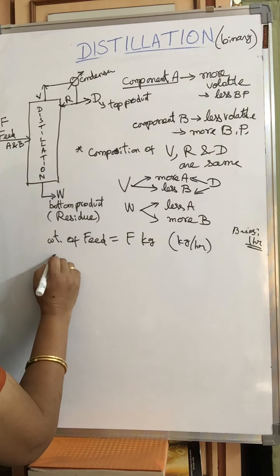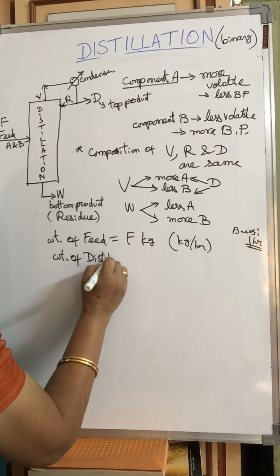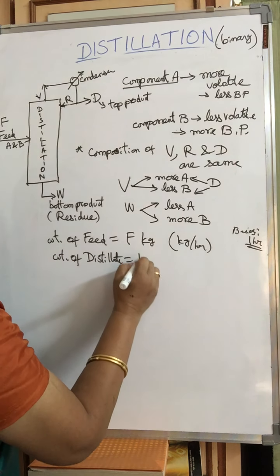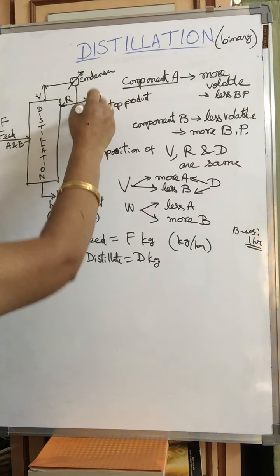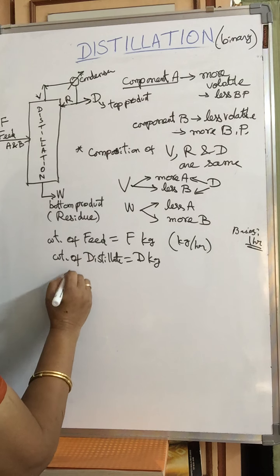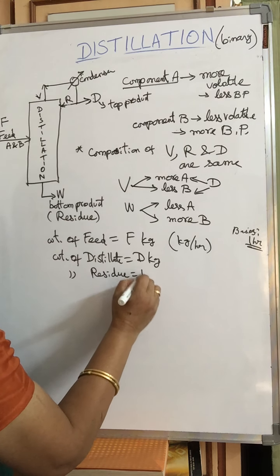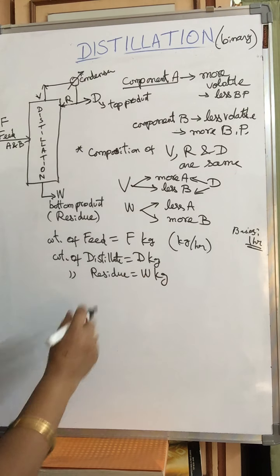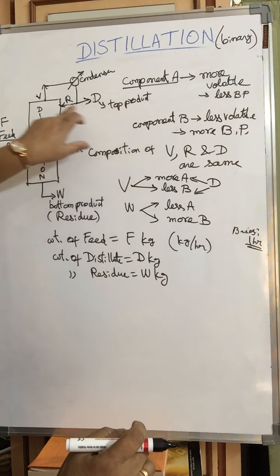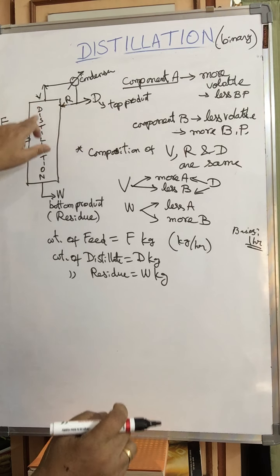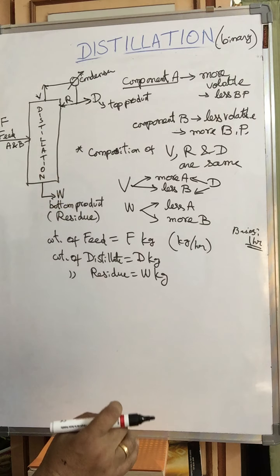So weight of feed, then weight of distillate D kg. Okay, so these total weights we are writing here. Then weight of residue is W kg. Okay, so F kg is entering, D kg is obtained. We don't consider R because R is being refluxed back. W kg is obtained from the bottom.